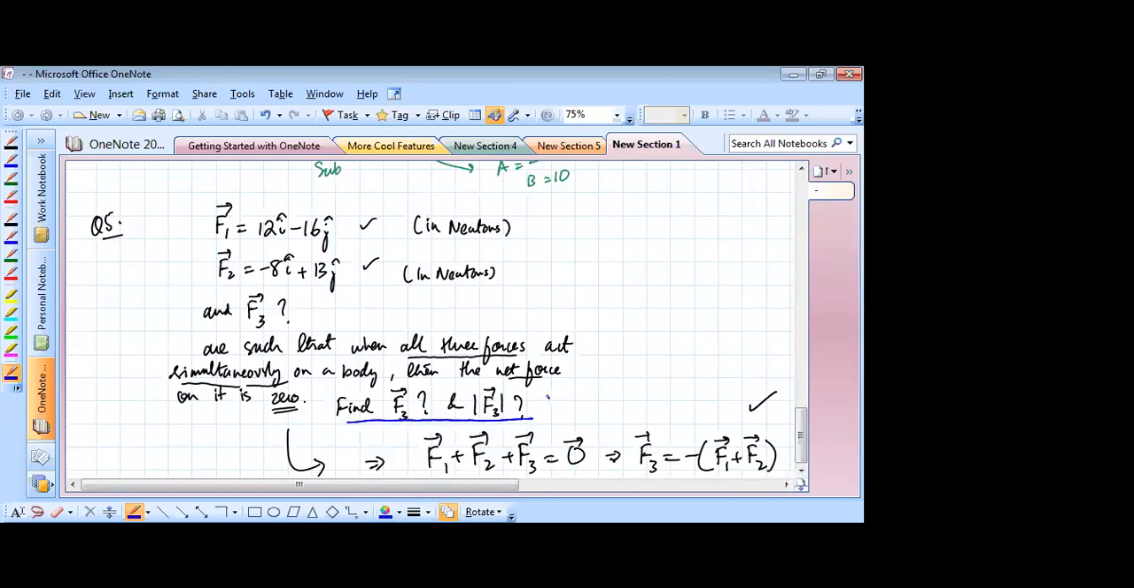You have to find F3 in component form and its magnitude. Yes, correct. Tanishq, your answer is correct. Shikhar, your answer is correct. Hitanshu, everybody is correct. Okay, Durgesh, correct.